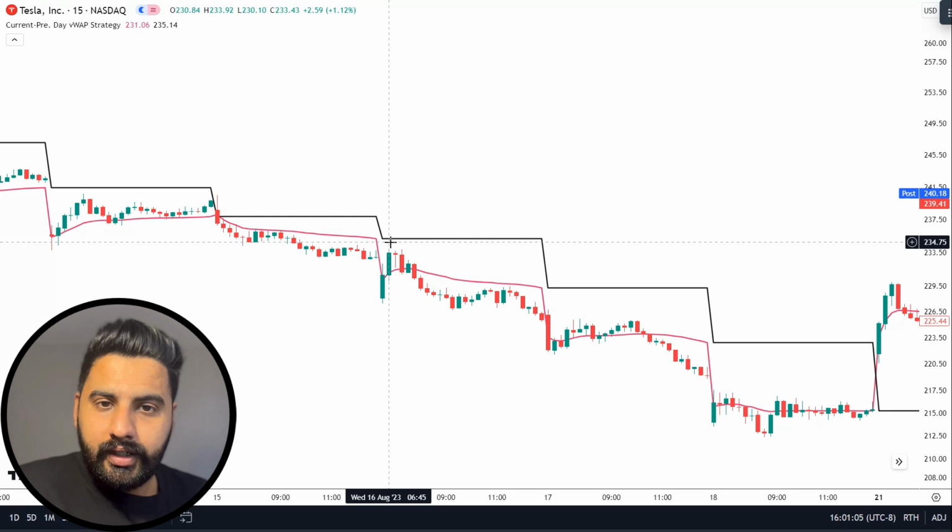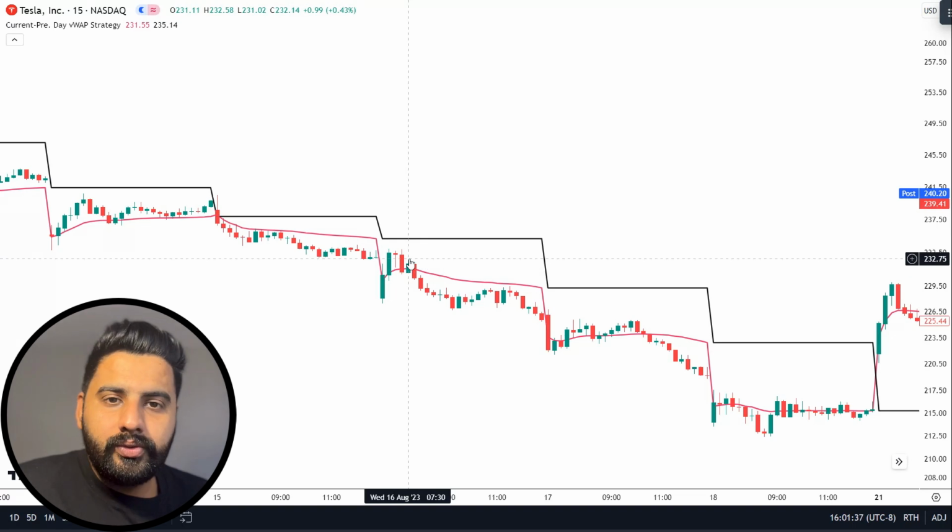For this indicator, you can directly go to the TradingView indicators and search for a current day VWAP or previous day VWAP strategy, and maybe someone has made this indicator and you can just implement it. If you can't find it, you can just comment down and I will give you the Pine script. You can just paste it into the Pine editor of TradingView and then it will show up on your screen. Okay, so how to trade with this strategy?